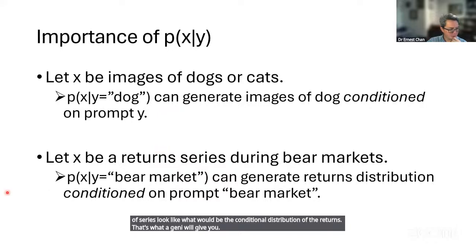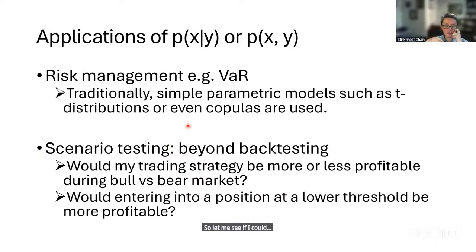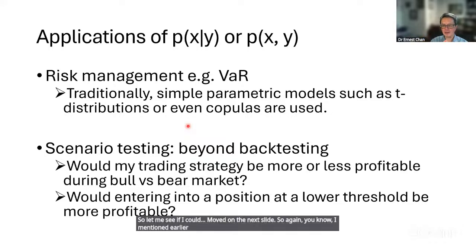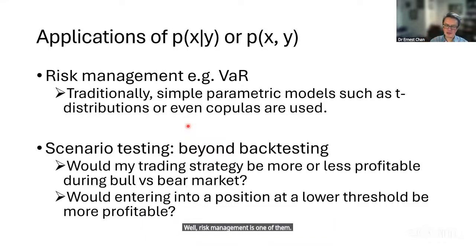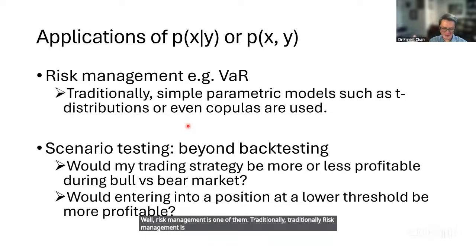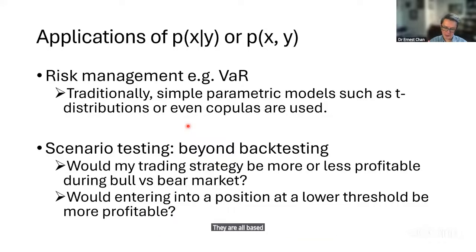So let me see if I could move to the next slide. Again, I mentioned earlier, what is the point of getting all this conditional distribution? Well, risk management is one of them. Traditionally, risk management is based on VaR, for example, or CVaR. They are all based on simple parametric probabilistic models.